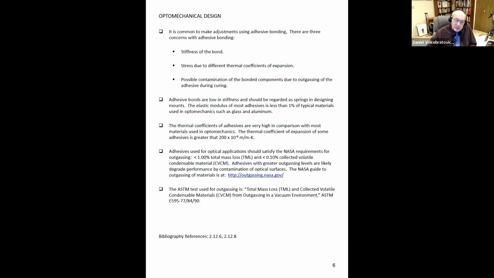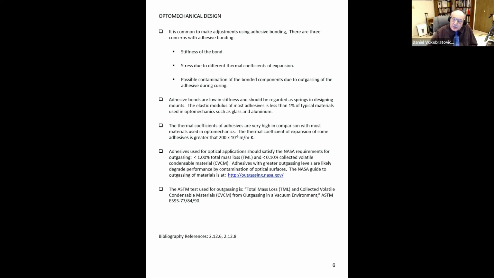Now, when we talk about stiffness, we have to realize that even a stiff epoxy is not nearly as stiff as metal or glass. As a very rough rule of thumb, the elastic modulus of most adhesives is about 1% of that of the materials we use in optomechanics. So when you start thinking about adhesives, they are not really structural materials. They are more like springs. So think about an adhesive as a kind of spring.